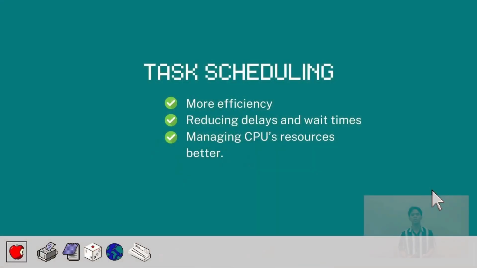Good day, Doctor. My name is Dwight Kutal, and I'll be sharing our conclusion and recommendations. As we all know, task scheduling is utilized in the operating system to improve efficiency, reducing delays and wait times, and managing the CPU's resources better.